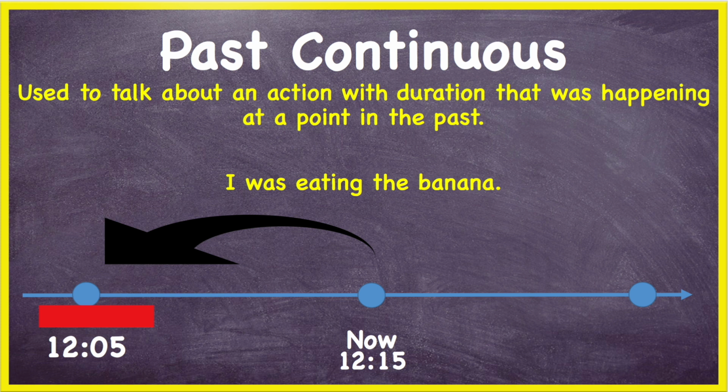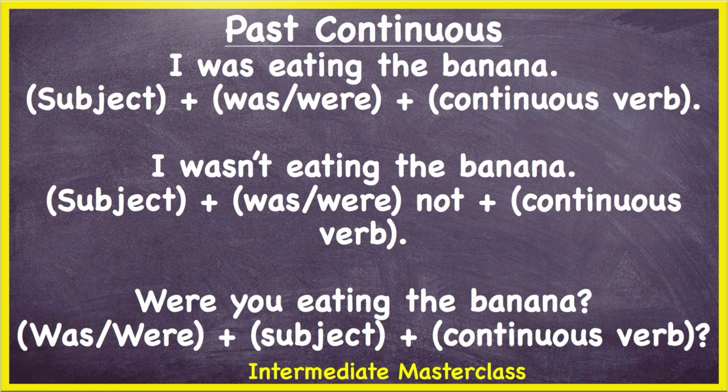I had already started, but I hadn't finished yet. I wasn't finished. So, the structures. I was eating the banana is subject plus was or were plus continuous verb. So, it's always going to be either was or were. So, if you're talking about a collective subject, such as we or they, you would say they were eating bananas, right? Or we were drinking banana juice.